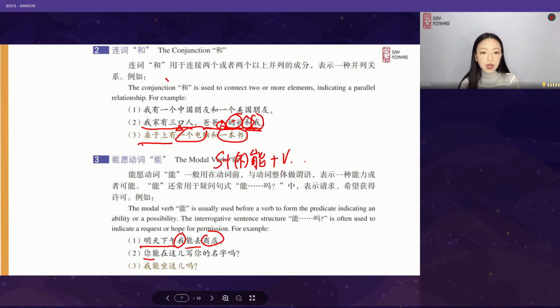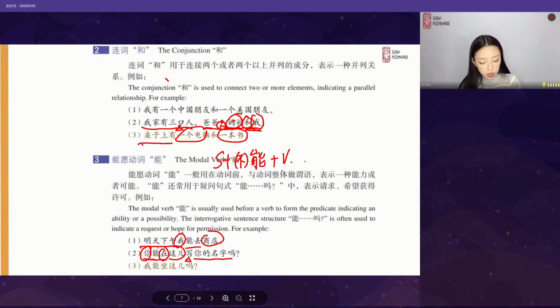Okay, next one is a question. 你能在这儿写你的名字吗? Okay, let's see the structure of it. First one is the subject, 你, and then is 能 plus a verb, 在, 能在. 在 can be a verb and it can be a preposition too. So this time it is a verb. 能在 where? 在 here, 在这儿. What do what? 写你的名字吗? Can you write here?